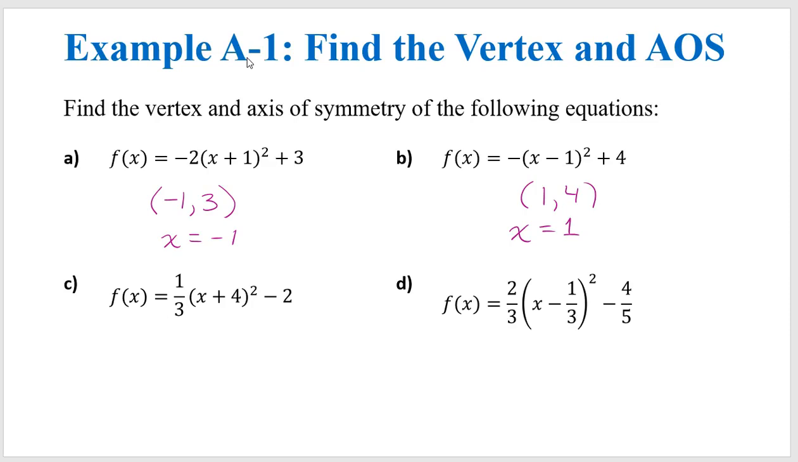In C, my vertex would be (-4, -2), and my axis of symmetry would be x equals -4. And last but not least, D, my vertex would be (1/3, -4/5), and then my axis of symmetry would be x equals 1/3. So as you can see, vertex form, very simple. It's right there in front of you. Just be aware that inside the parentheses, inside that square, is x minus h, not x plus h.